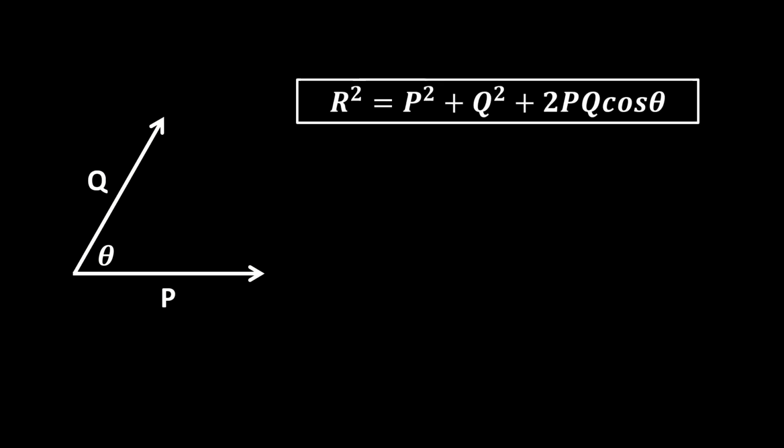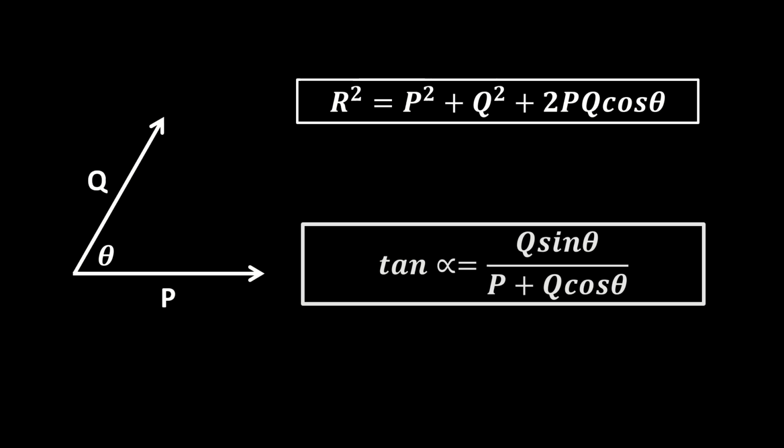R squared is equal to p squared plus q squared plus 2pq cos theta. Tan alpha is equal to q sin theta divided by p plus q cos theta. So alpha is this angle. There is a way to derive these two equations, but I won't do it in this video. I will do it in a separate video because this video might be very long.